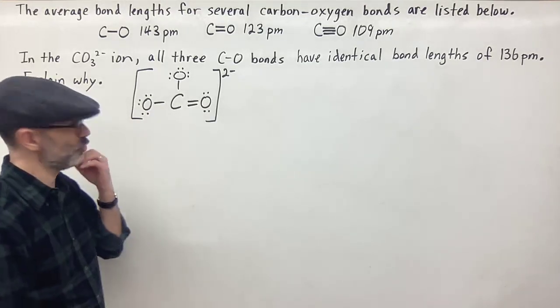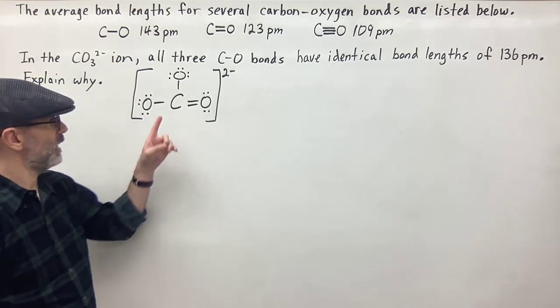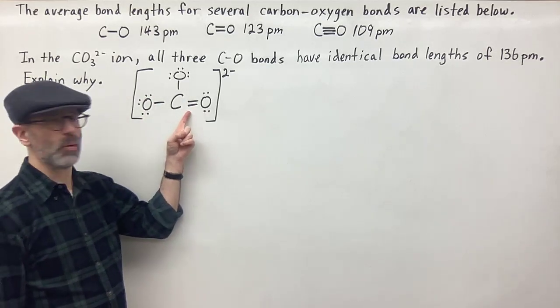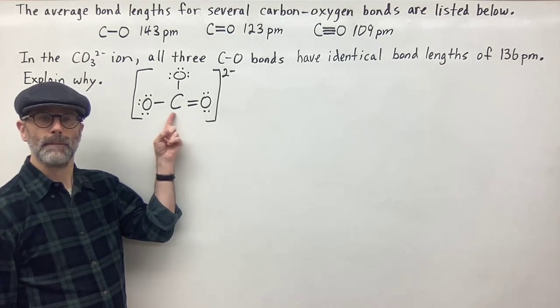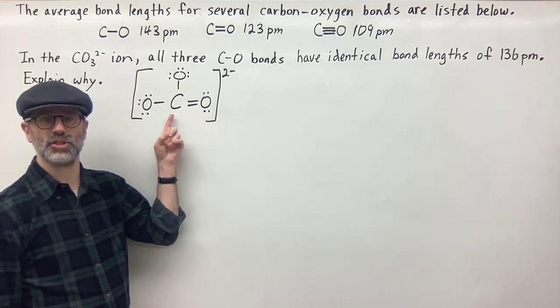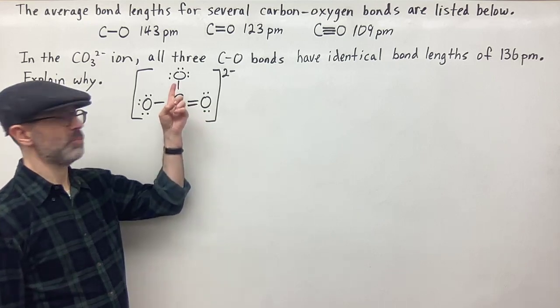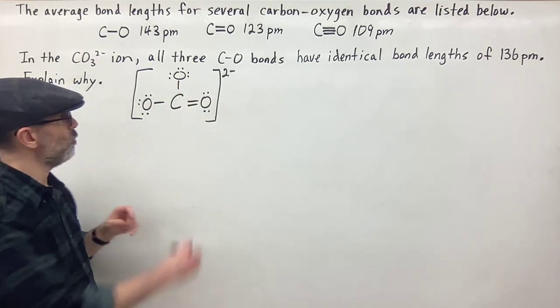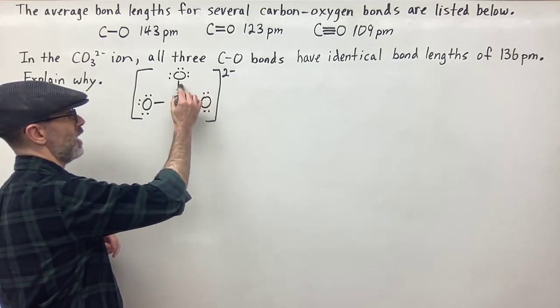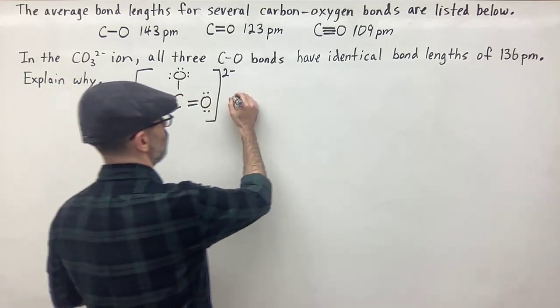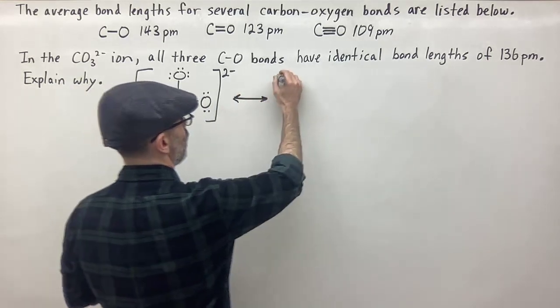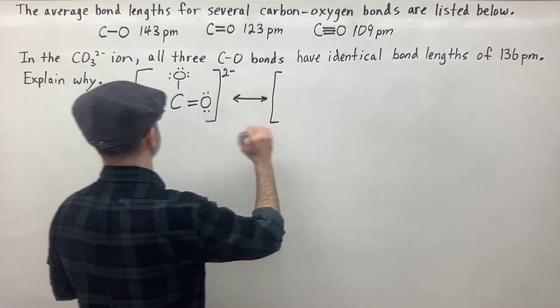And the one thing you should notice right away is that this can undergo resonance, because this double bond doesn't have to be between this oxygen and carbon, but it could be between this oxygen and carbon. We can move the electrons around. We can bring these electrons down and create a double bond, right? So let's go ahead and draw our other resonance structures.